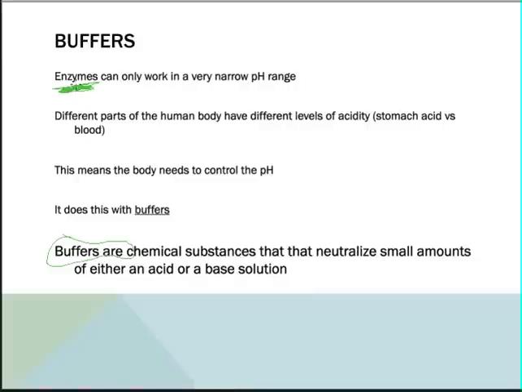Different parts of the human body have different levels of acidity. So your stomach acid is much more acidic than your blood. So obviously your body then needs to be able to control the pH. And again, it does that using buffers.